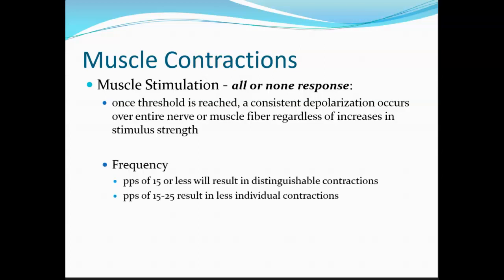What I do want to focus your attention on is frequency. I mentioned this a little bit when we talked about summation, but when we have lower pulses per second, we get much more of those twitch contractions: twitch, twitch, twitch. As those pulses come quicker and quicker, there's not enough time for those twitches to go twitch, relax, twitch, relax. You can't do that because there's not enough time.